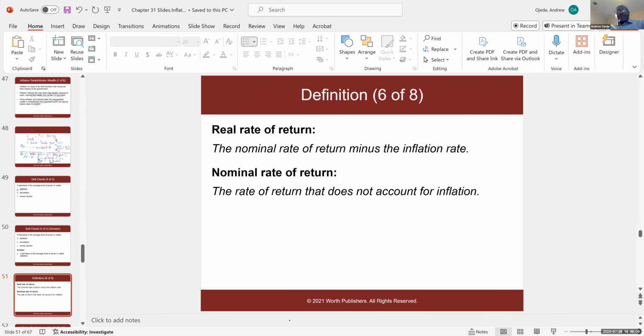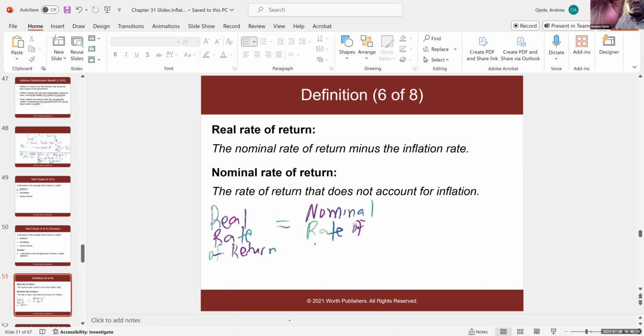Now let's talk about the real rate of return. Okay, we're about to finish this chapter. So the real rate of return is a nominal rate of return minus inflation. Okay, you can write the formula very clearly here. The real rate of return equals nominal rate of return minus inflation.